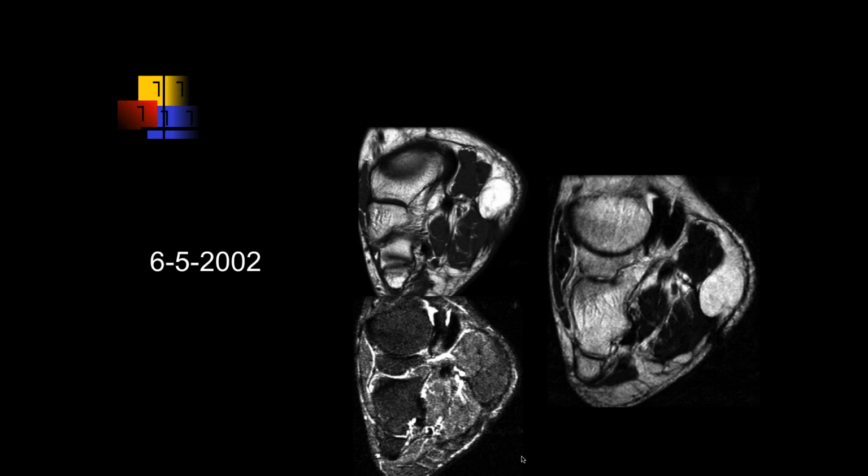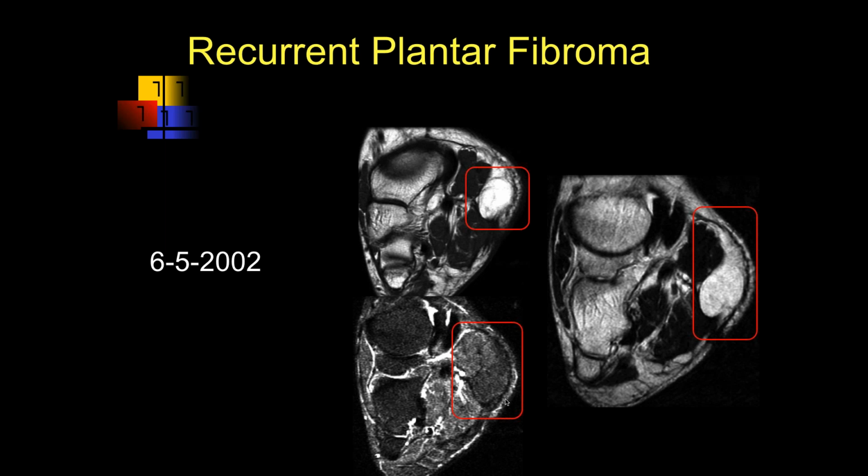And this is 2 years later. Now there is a high signal intensity structure in the midfoot on the T2 weighted sequence, and on the fat sat weighted sequence, let's see here. I'm not seeing it on the fat sat weighted sequence. Actually, it is. So this seems to be a bit deep to the superficial fascia of the foot and is demarcated by the muscles medially and laterally. So this would be just recurrence. Okay, so this is a recurrent plantar fibromatosis.